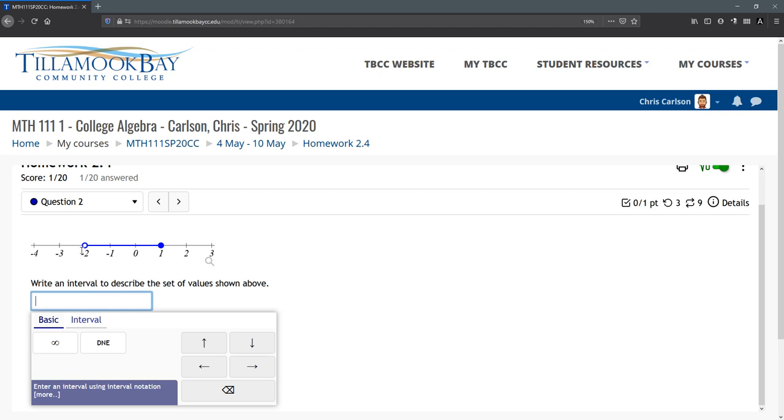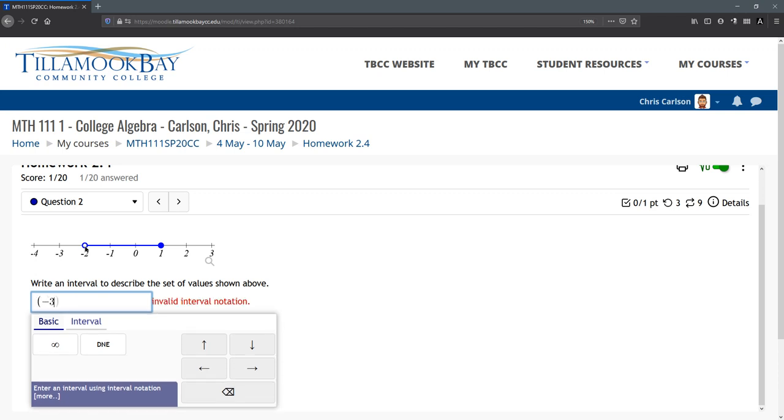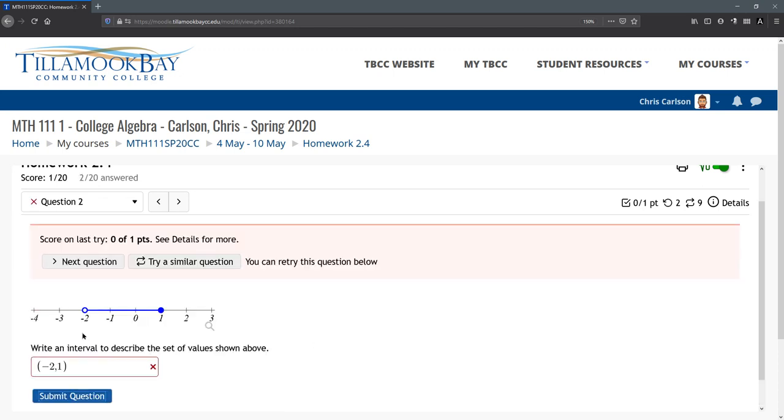Here we're starting at -2, empty or hollow dot, parentheses. If I can hit the key, parentheses, -2, comma, we're going to go all the way to 1. And then here, I need to do a square bracket because we're including the point 1. I'm going to answer incorrectly, and we're going to see what happens. So I'm going to go submit. So you can see, didn't get it right.